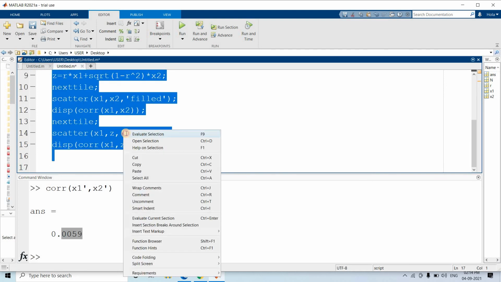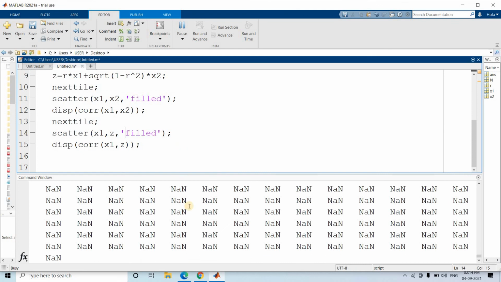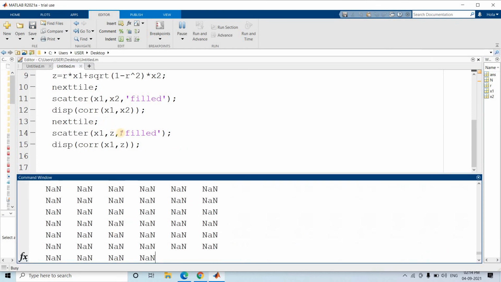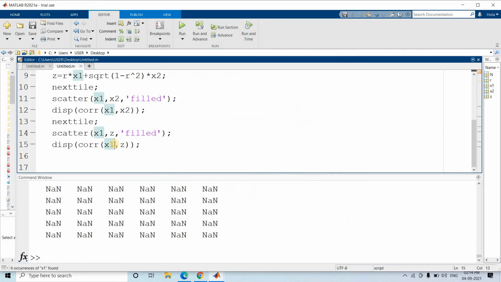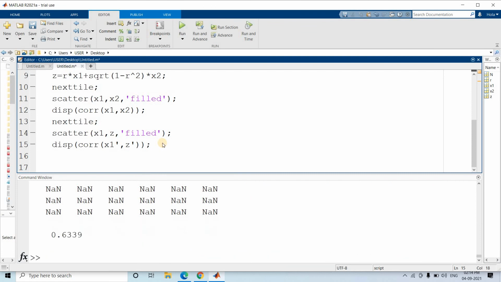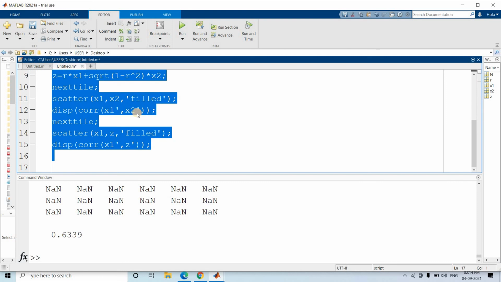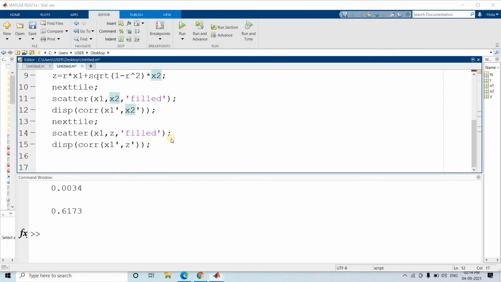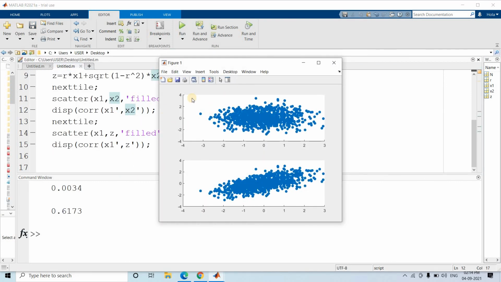Okay, let us run this piece of code and see. Sorry, I think I have not given the transpose here. I should be giving transpose here. Now let us run this piece of code. Okay, here also transpose should be given, because correlation expects column vectors. So you will see that this is our x1 and x2. From the scatter plot itself, you can understand that there is not a single bit of correlation. There is no linear relationship present.